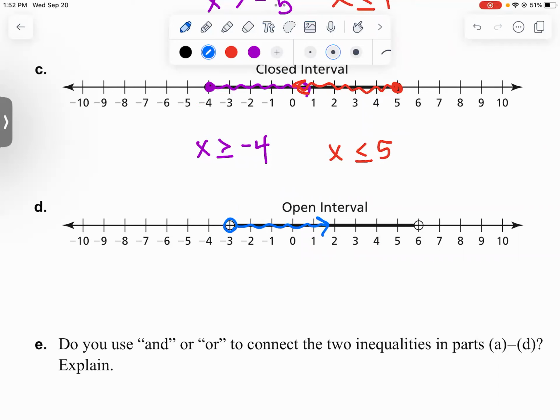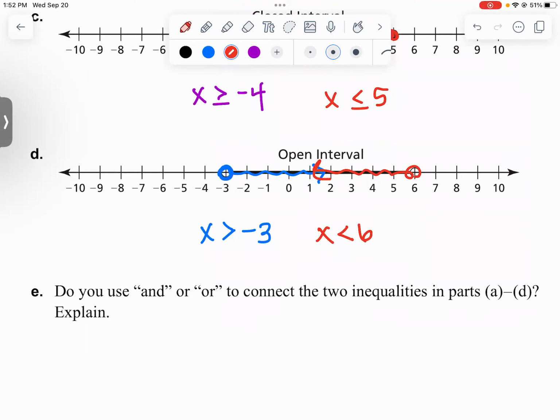Okay, what about in part D? Kari, how do I explain this blue one? X is? Is there an equal to or is there not an equal to? But there is not because of the open circle. Okay. Noah, what about this one? The second one, X is less than 6. Okay.